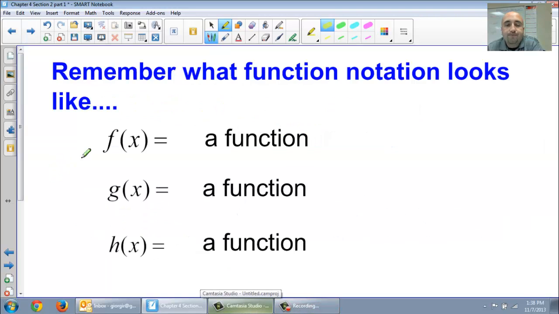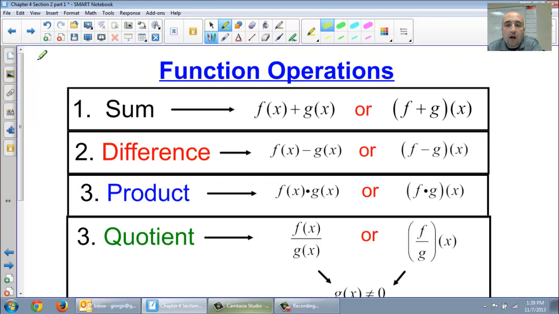Okay, so remember what a function notation looks like. F of x, all it is a function. It's not anything fancy. G of x, same thing, would be a function. H of x, a function. So it doesn't matter what letters they're using. If it's in this sort of notation, f with an x next to it, that means that is a function. Okay, that's all that means. All right, so function operations.